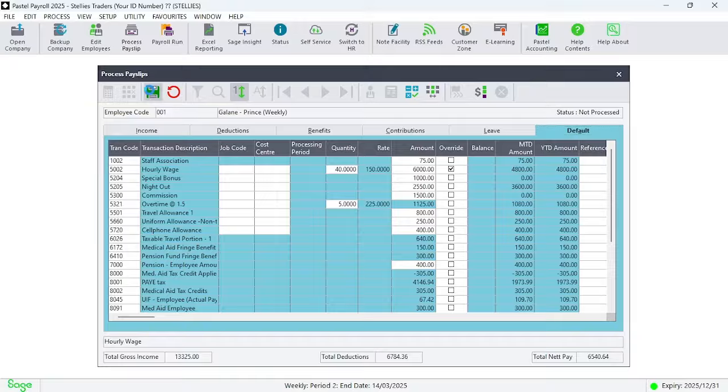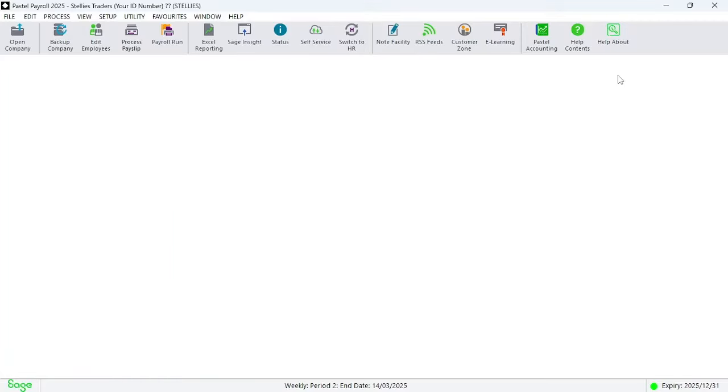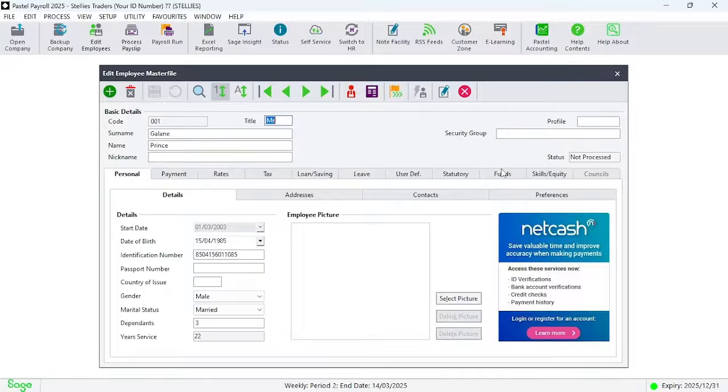There's also a note that we need to attach to this employee. We're now ready to close it here, and I'm going to show you where you could put in the note. It's two ways, but I'm going to show you an option here, which is the edit employees. Go to Mr. Galane's master file, which is the best option here, I would think. Makes life easier. And just waiting for it.